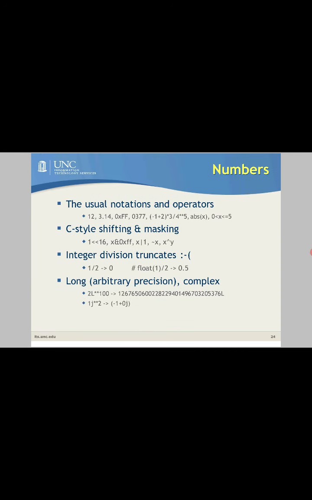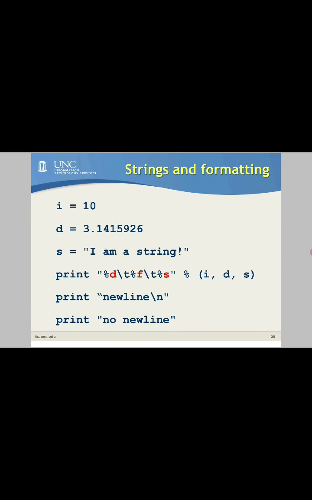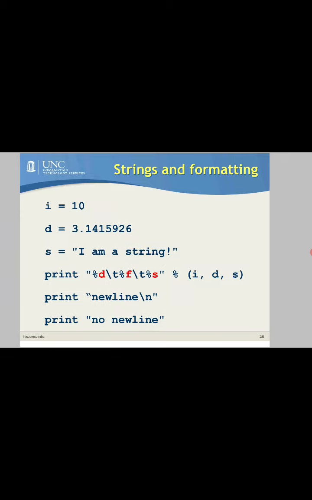The usual notations and operators like C, shifting and masking, integer division truncates, and long data types. Strings and formatting: these are examples of programming statements like in C language. Like a equals 10, d equals something, s equals some string. The print statement is used like in C language to print something or print some variables. Print within quotes, %d, %f, %s, with three variables, or print some headings and lines, like that.